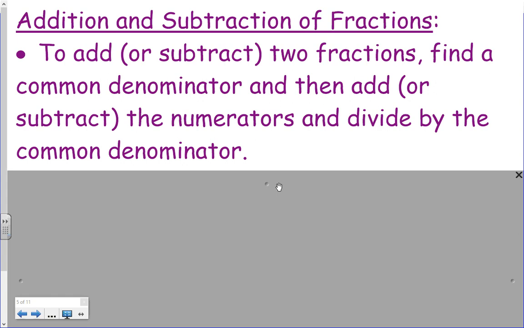So to add or subtract two fractions, you have to find a common denominator, and then either add or subtract the numerators. And you divide by the new common denominator. The denominators don't change once you get a common denominator. It's the numerators that you combine.